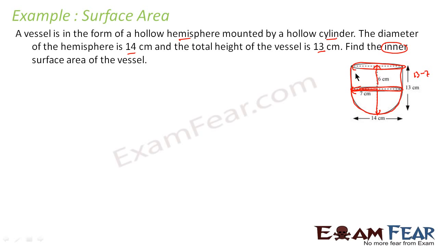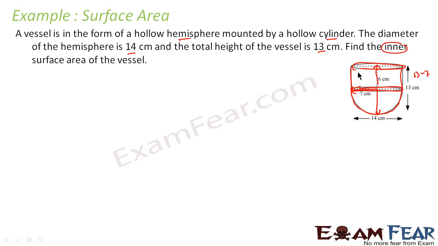I found everything now. For a cylinder, I need radius and height. So the radius for the cylinder is 7 and the height is 6. For the hemisphere, I need only the radius, so I know the radius of the hemisphere. Now I can find the surface area, I can find the volume, anything I can find.